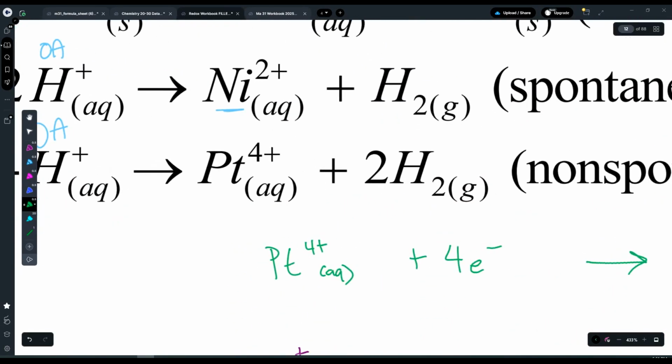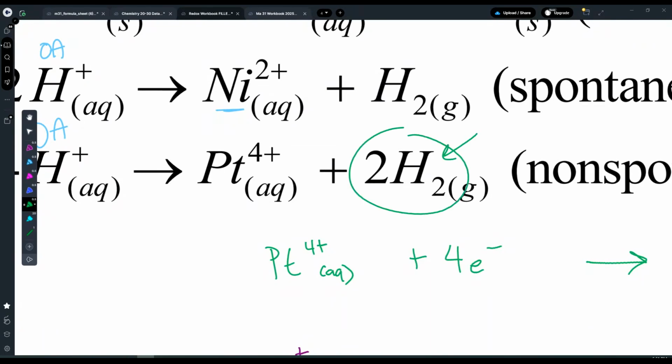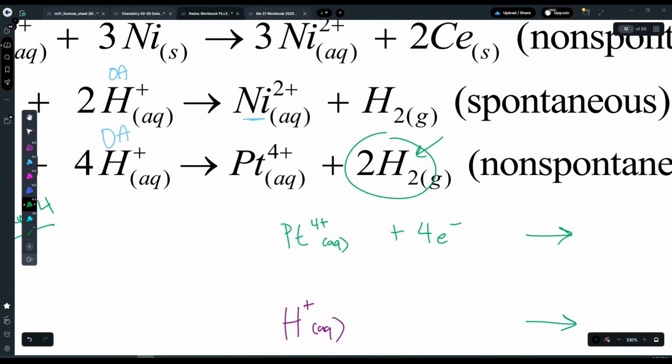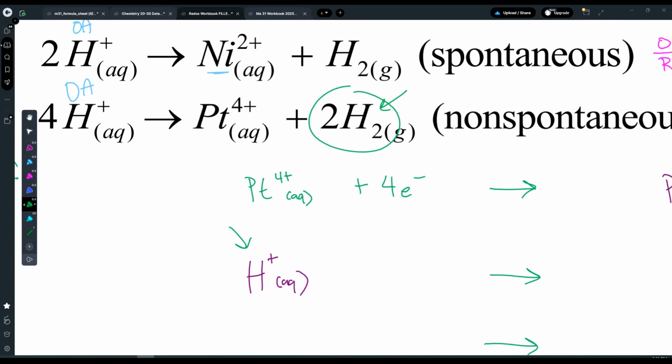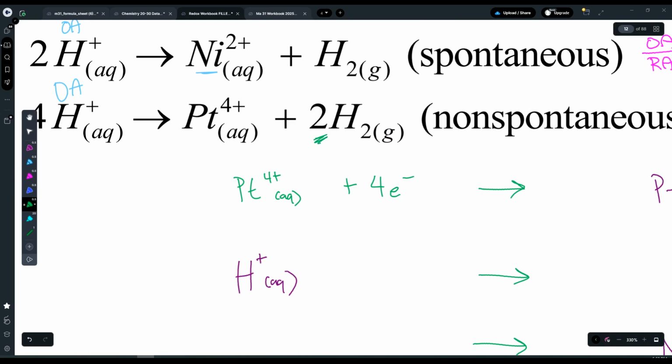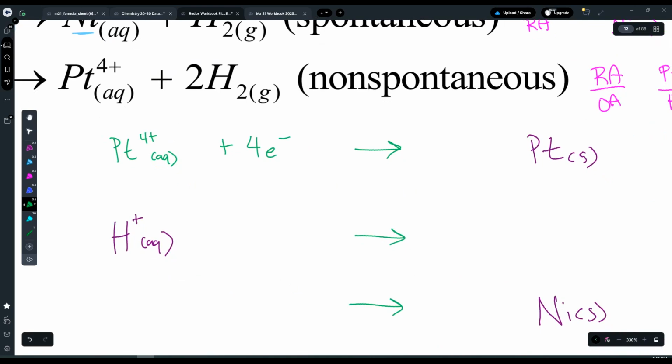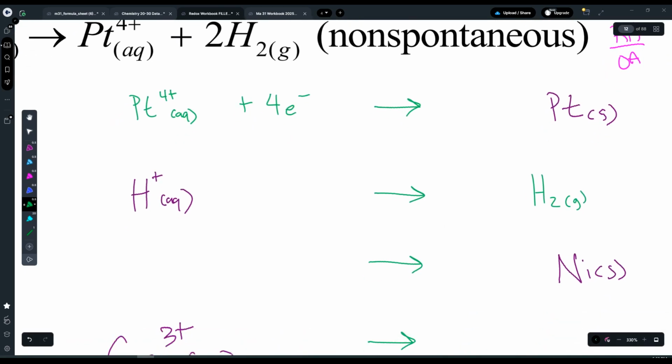Okay, so like I said, we got to go to our product side, and it's like, okay, we're using hydrogen as our reducing agent because we already have the OA for the hydrogen half reaction. So this is telling us what we need to put on the right-hand side of the reaction. By the way, the coefficients aren't coming along for the ride here. So I'm gonna go H2 gas. Now we need to balance the substances here.